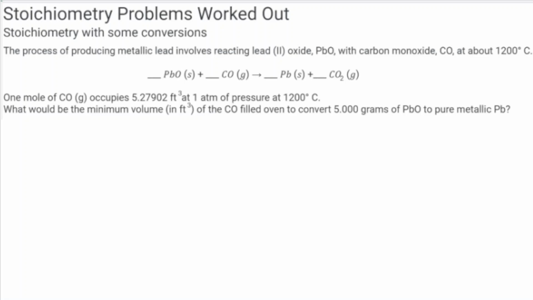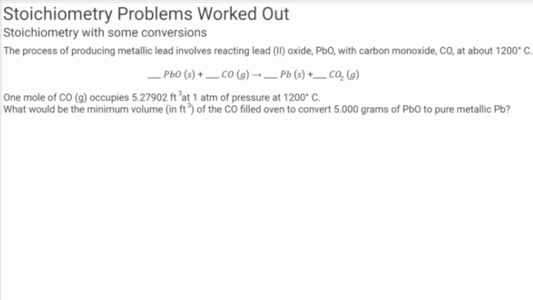All right, so looking at this problem, we have the process of producing metallic lead involves reacting lead 2 oxide, PbO, with carbon monoxide, CO, at about 1200 degrees Celsius. Then we have an equation: PbO plus CO yielding Pb and CO2. All right, so we want to go through and balance this.